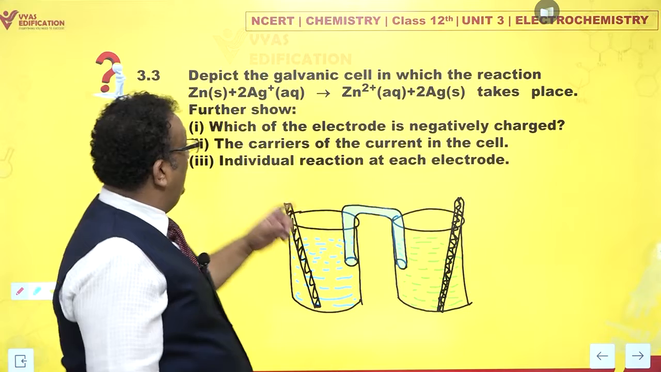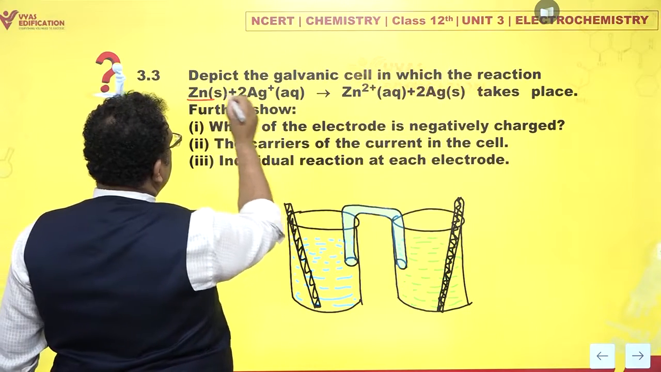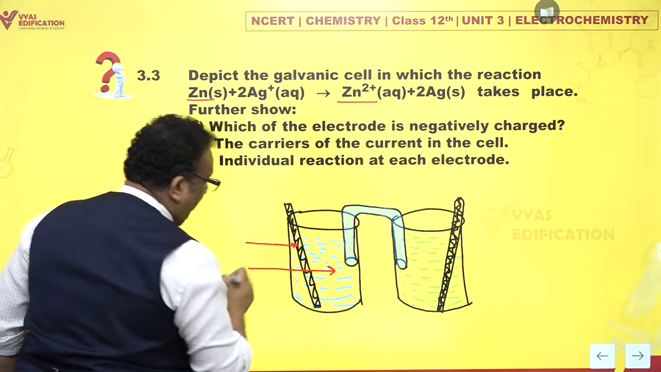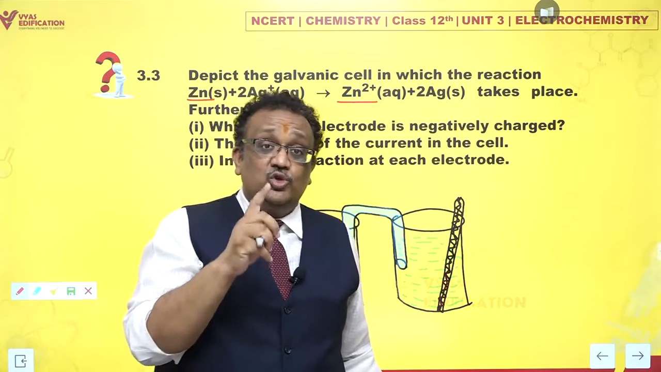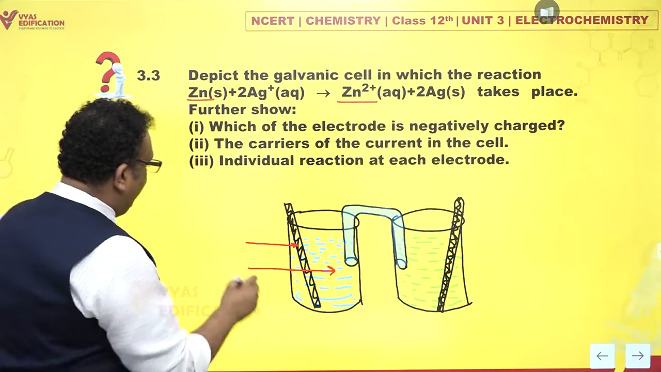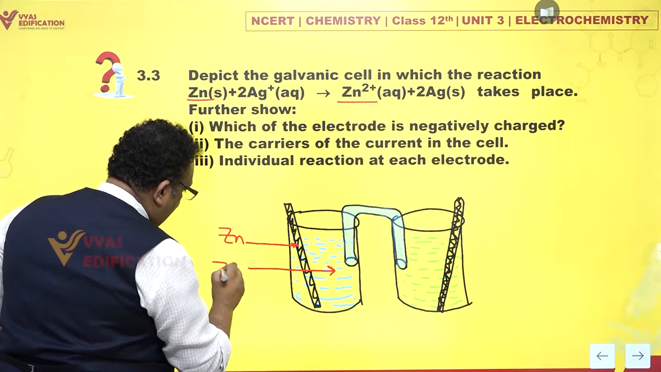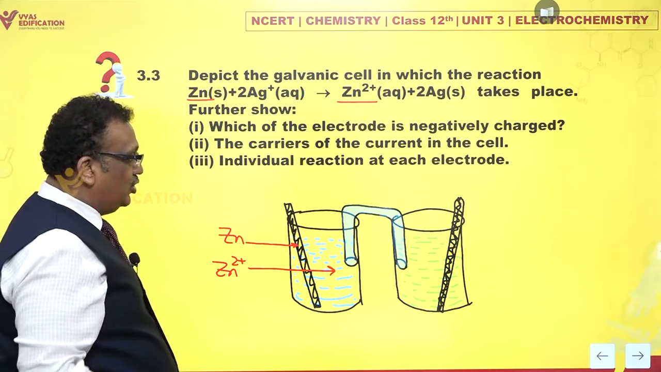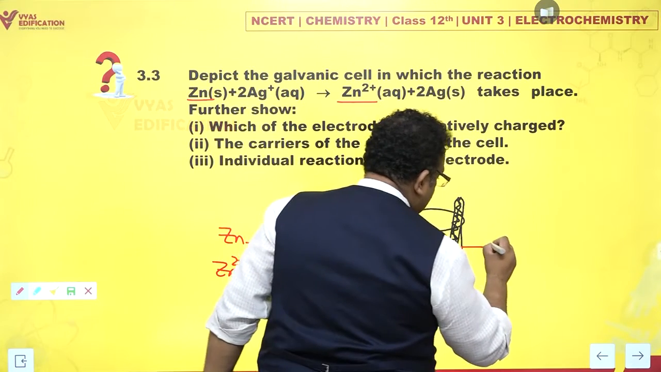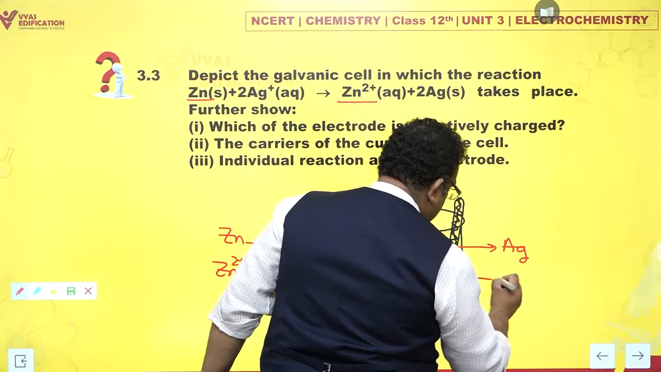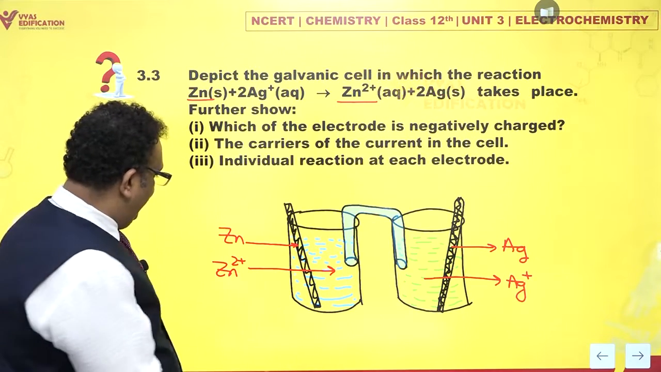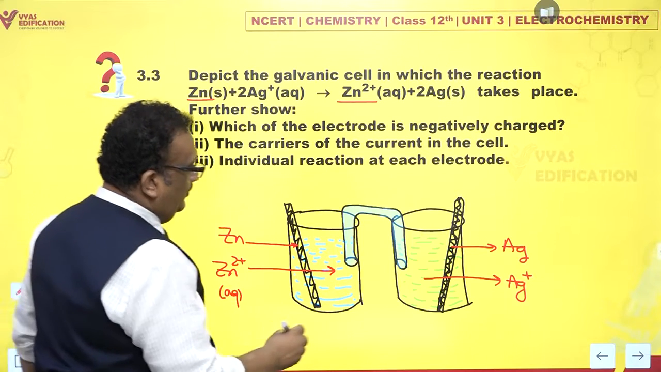If you have zinc and zinc ions, always remember, metal has to be kept dipping in the solution of its own ions. Its own ions, nobody else's ions. So if you have a zinc rod, then the zinc rod has to be dipped in a solution of zinc ions. Silver ions and silver: so this has to be silver metal, then this solution has to be Ag+ ions. Okay, very interesting.